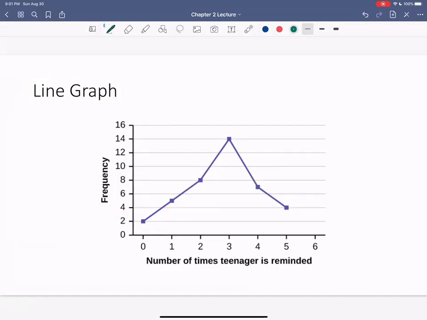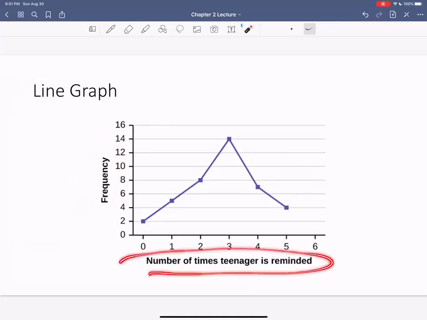All right, next I want to talk about a line graph. And you can see the line graph. We're not going to work on it. I'm just going to show you. The line graph has the frequency as the y-axis, and on the x-axis, it's talking about what it's describing. So this comes from the text.